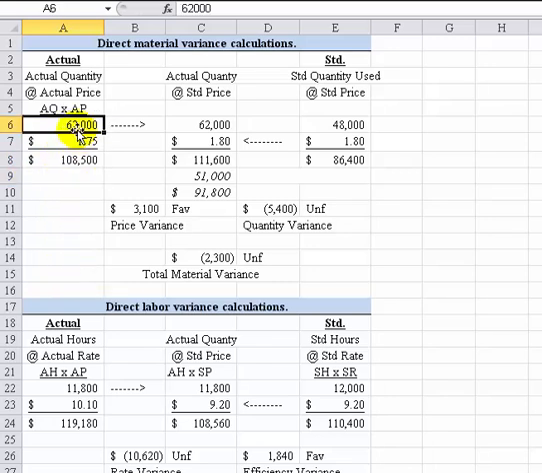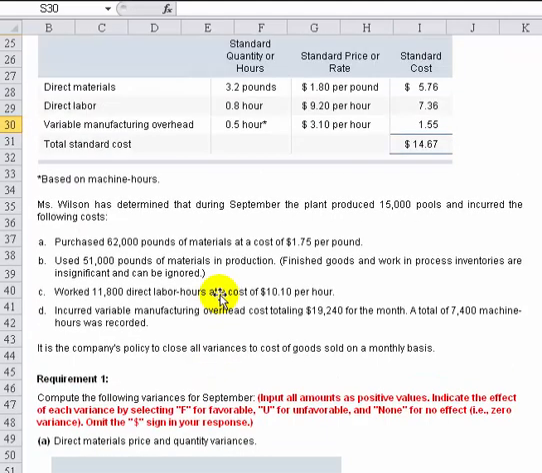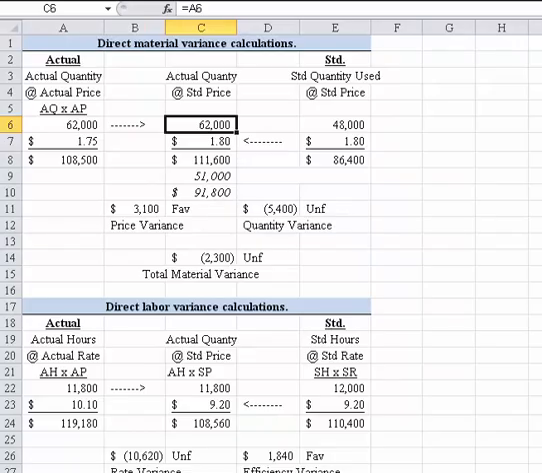And then, if I have $62,000, I'm going to drop it in this middle area. I call it no man's land, the middle area. But we also have to come up with the standard. And did they give us the standard? Yeah, $1.80 per pound. So we're going to drop in the $1.80 there. And we don't know 48,000 yet, but what we do know is that they made 15,000 pools. So what we do is we multiply. Let me show you with the F2 key, or you can look up here on the formula bar. 15,000 pools times 3.20.